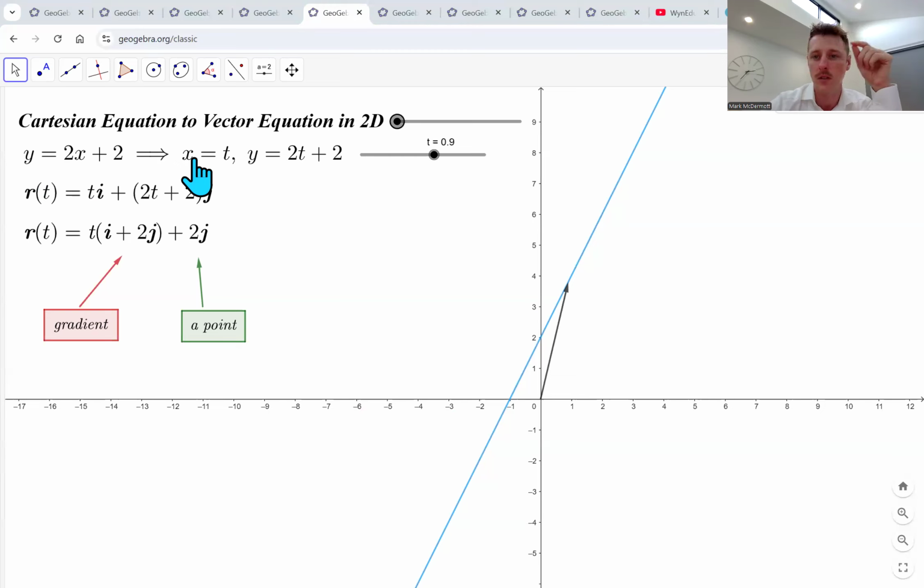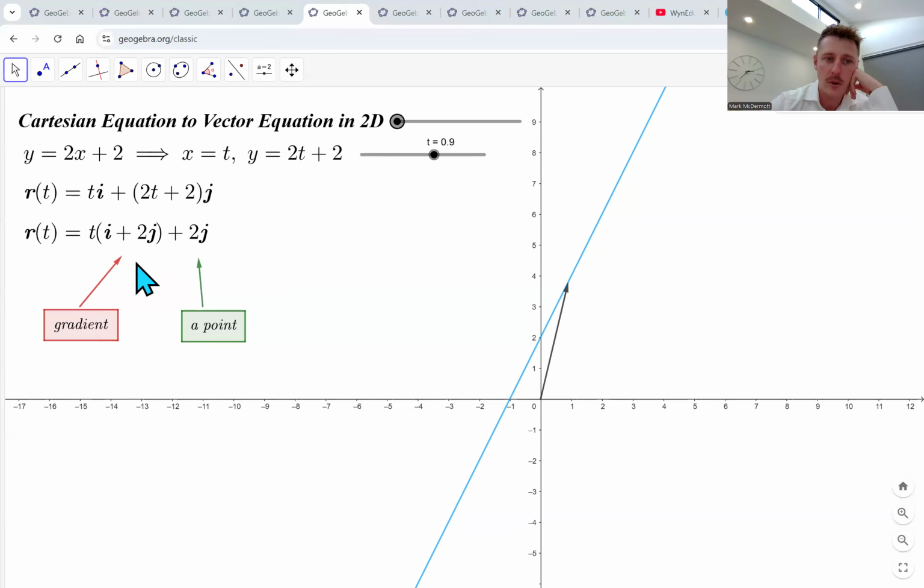So now we're going to say x equals t and y equals 2t plus 2. Essentially we just set x equal to t, and then y equals 2t plus 2. Then you're going to put it into vector form. So you're scaling up in the x direction by t, and in the y direction by 2t plus 2. If you expand things and simplify a little bit, you get t multiplied by (i plus 2j), plus 2j.